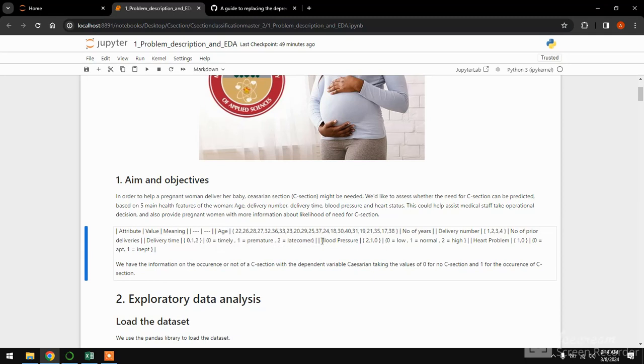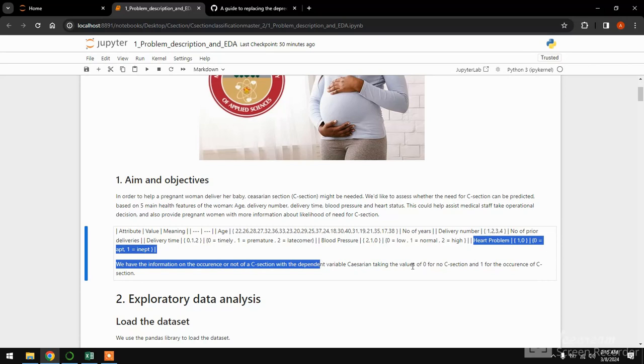Alright, so I think that's quite clear. For example, delivery time: how soon or how early has the person previously given birth? Were they early deliveries, were they on time, or were they latecomers? How many did she have before?